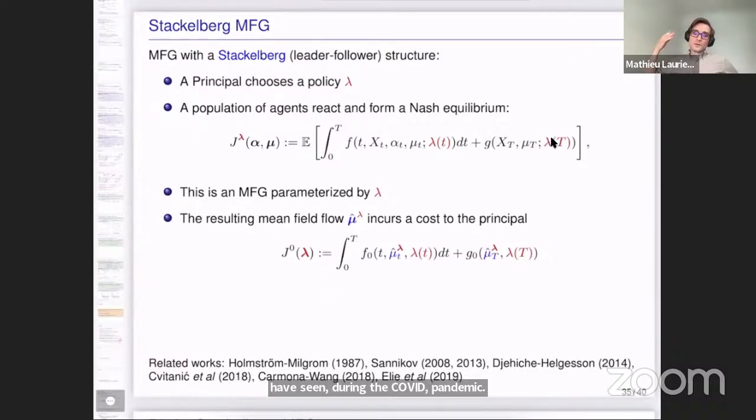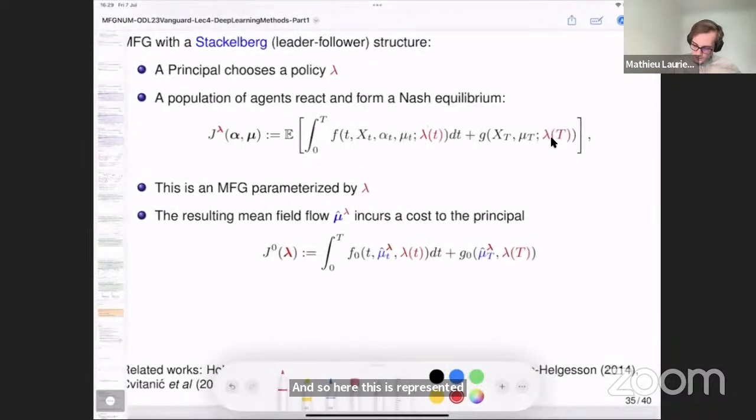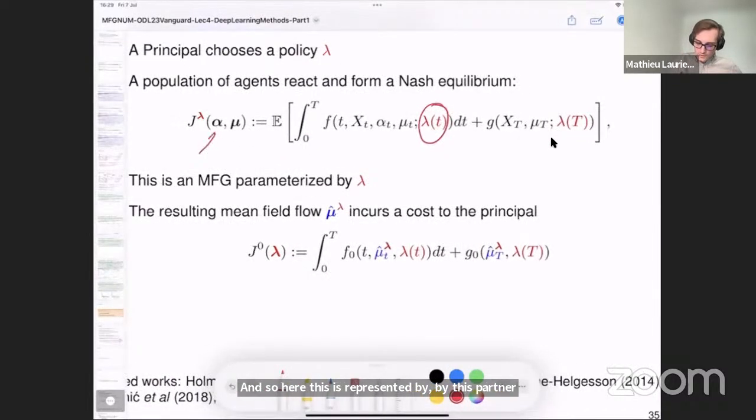So the government takes some decisions. Of course, the government cannot control perfectly the agents. So maybe you announce what the policy, what the rule is, and what is the penalty for not following the rule. And here, this is represented by this parameter lambda. So you see, this is the cost for a mean field game. Alpha is the control for a single agent. Mu is the mean field.